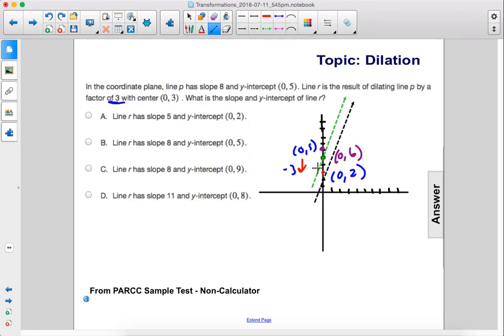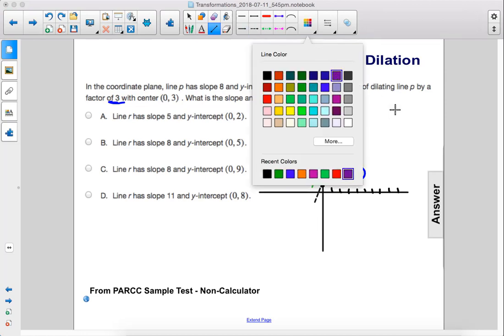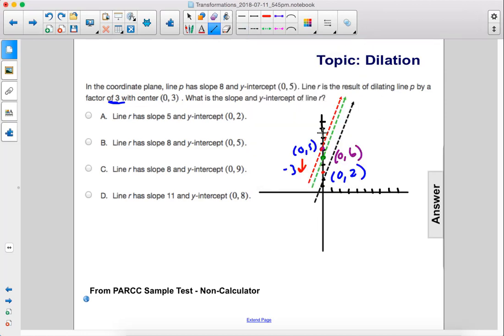Let me draw that. I'll draw that in red. Here, we have to move it into place. Okay, but then we have to move it back up 3 units so that we have our correct answer. And that will be in purple, 1, 2, 3.